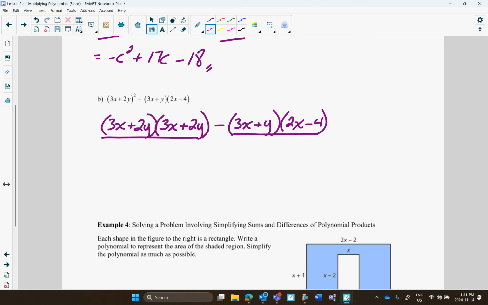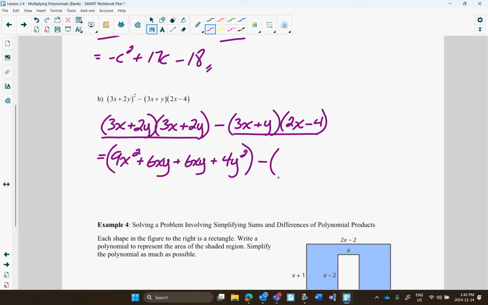So 3x times 3x gives me 9x squared. 3x times 2y is plus 6xy. 2y times 3x is 6yx, or I'm just going to write it 6xy to keep it consistent with the other one. 2y times 2y gives me plus 4y squared. And that product has to stay together, so I need parentheses.